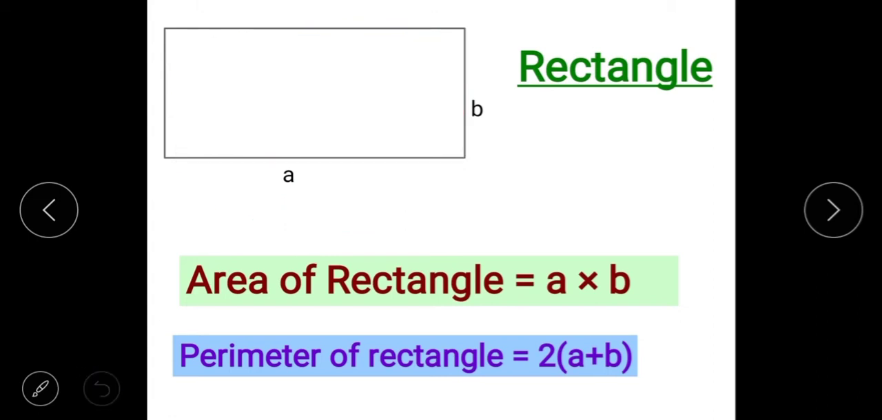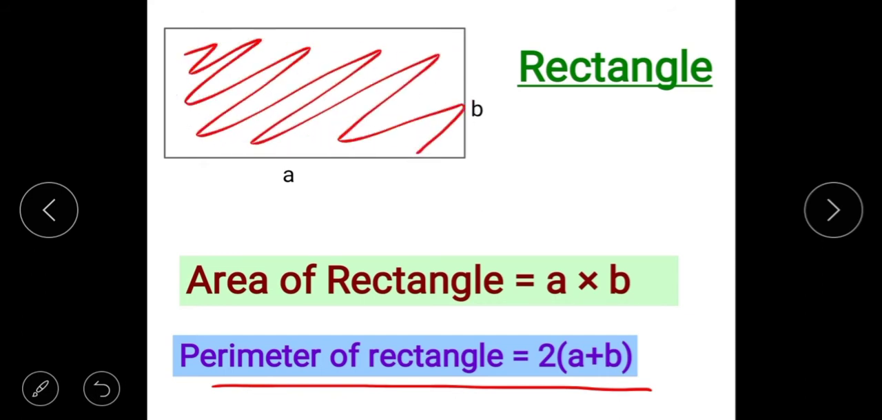So here in the figure, length is represented by small a and breadth is represented by small b. So the perimeter of the rectangle is 2(a + b). Now the area. In simple terms, area is the amount of space inside the shape, and perimeter is the distance around the outside of the shape. There is a difference.